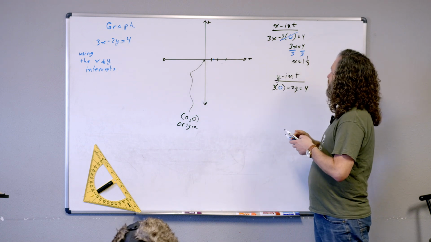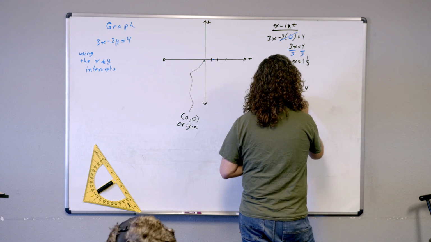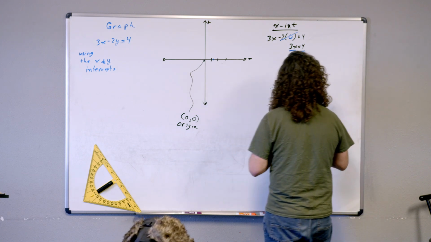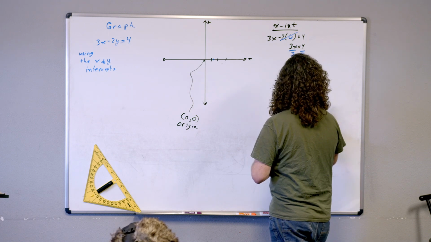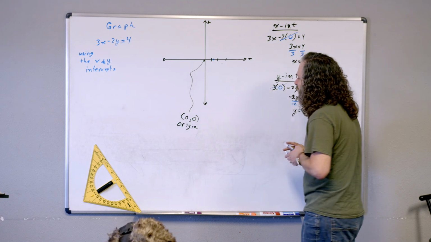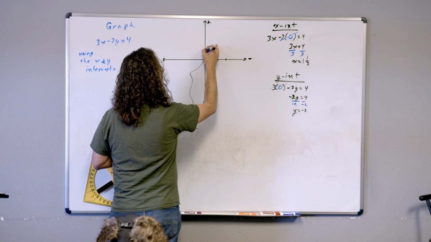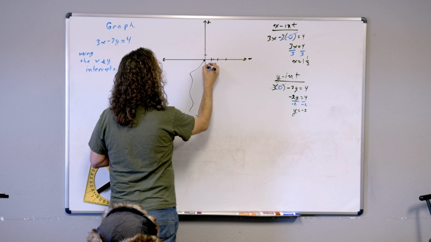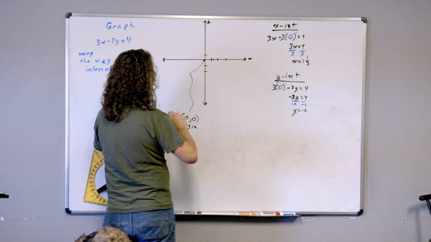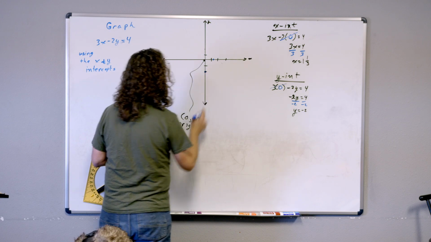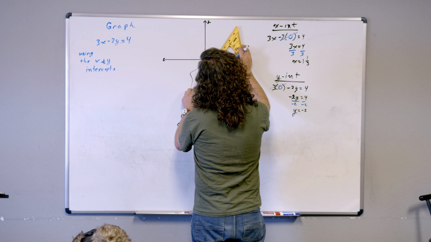So that cancels out, and then we've got negative 2y equals 4. Then we divide by negative 2, and we've got y equals negative 2. So the y-intercept is at y equals negative 2. Thank you, I was about to make a mistake. And then, to graph it, all we've got to do is connect the dots and draw a line.